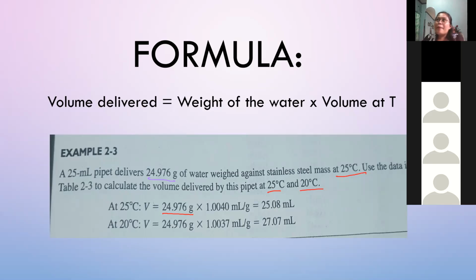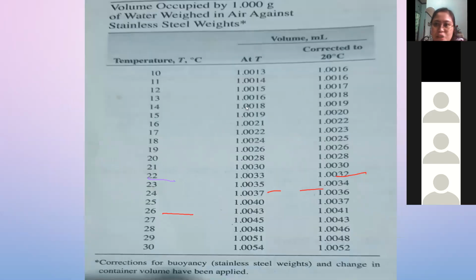Now, what if we lower the temperature? Remember, temperature has an effect on weighing. So we go back there. The weighing is still at 25 degrees Celsius, but if we want to correct it because, for example, the pipette is marked for 20 degrees Celsius, your reference here is still the temperature during weighing, 25, but we go to the corrected 20 degrees Celsius. So that's 1.0037.